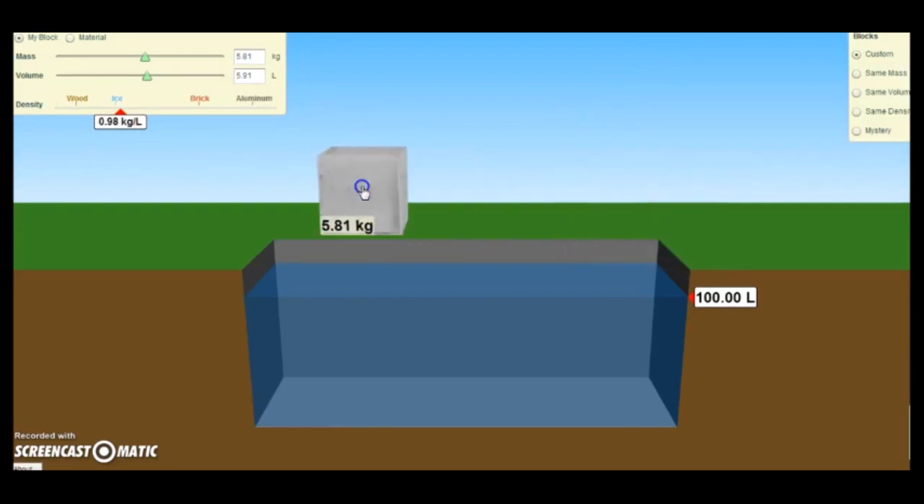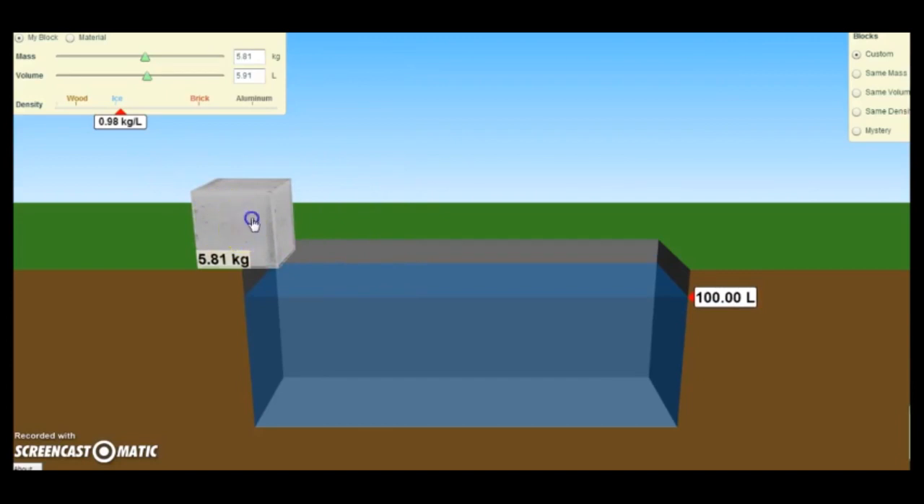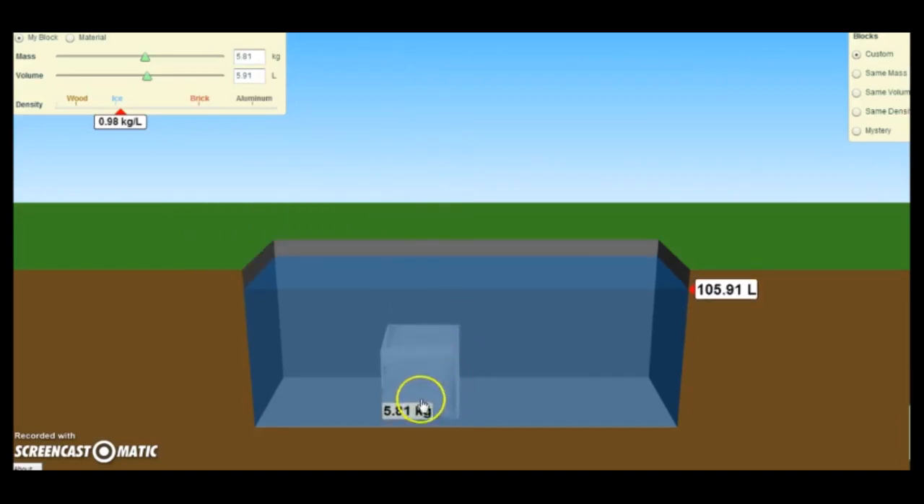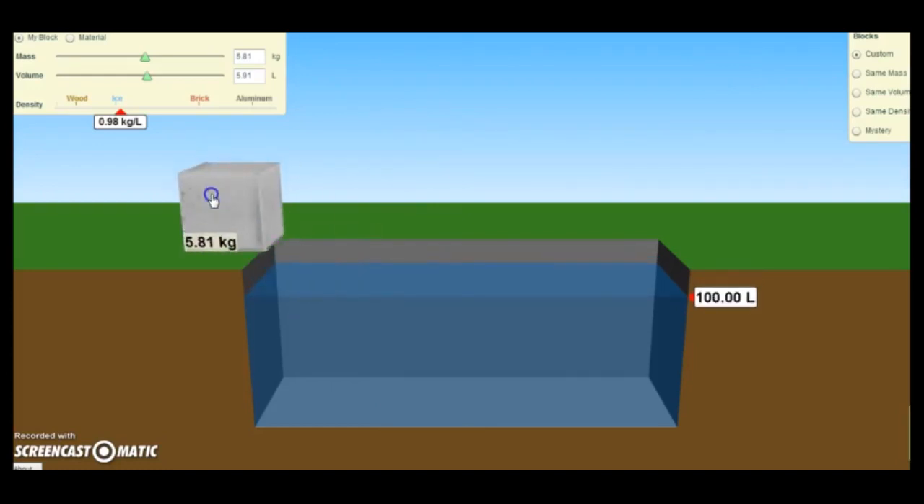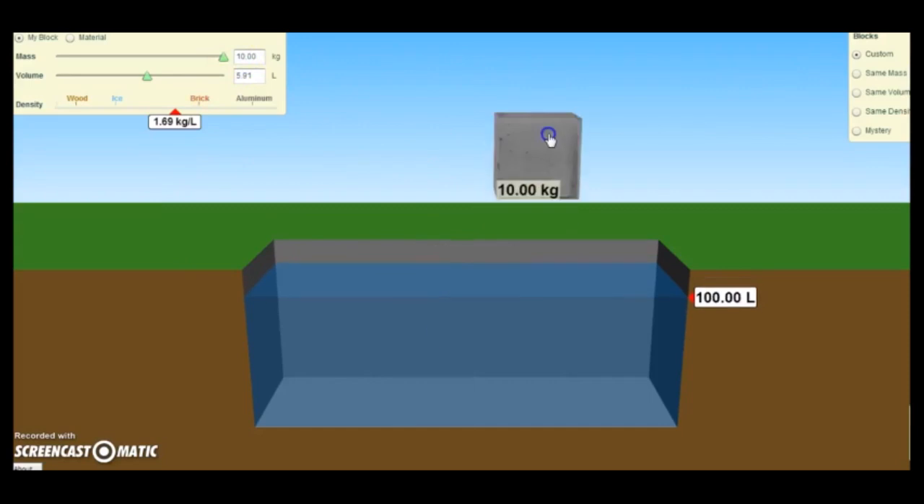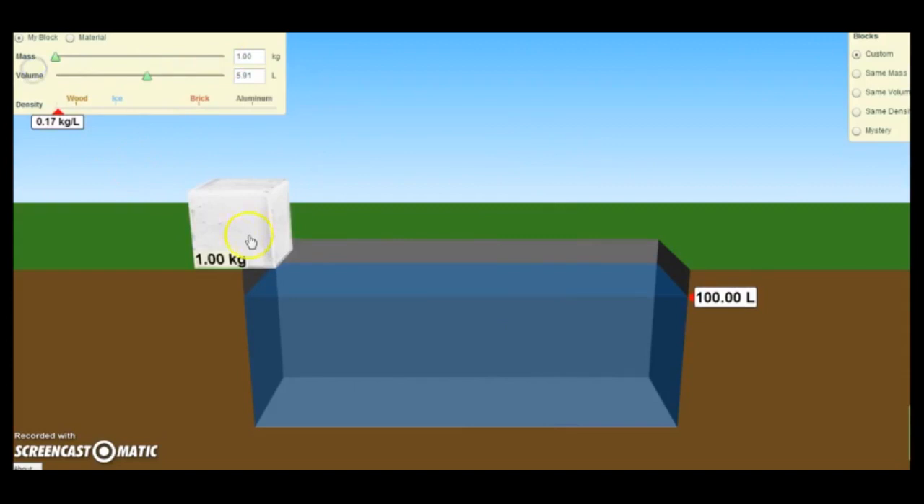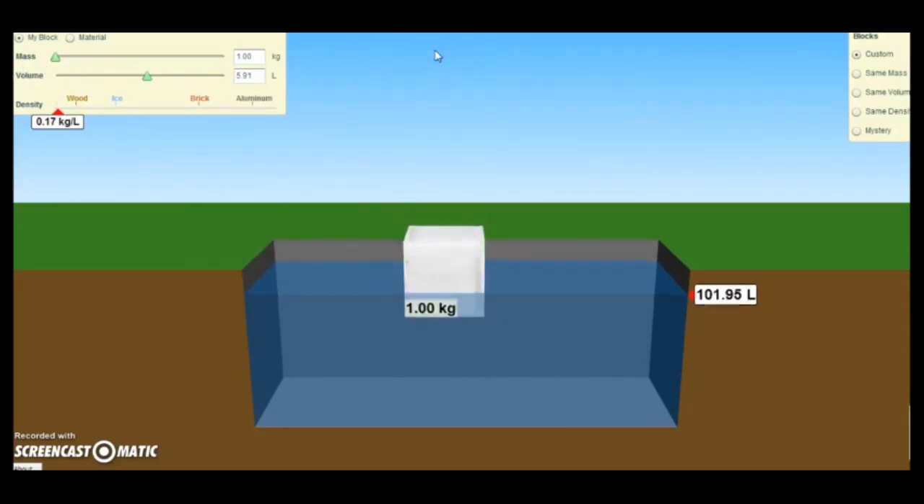Basically what we have here are different blocks in a water tub, and you're going to get to see how changing things affects how it floats. So right now I have a block that just barely wants to float, but we can change everything about it. If we go over here to my block, I can make it more massive. I can change the mass of that block. I just put it up to 10 kilograms. That is going to sink, definitely sink. But if I take the same block down to 1 kilogram, so now it only has 1/10 the mass it did a second ago, now it wants to float.